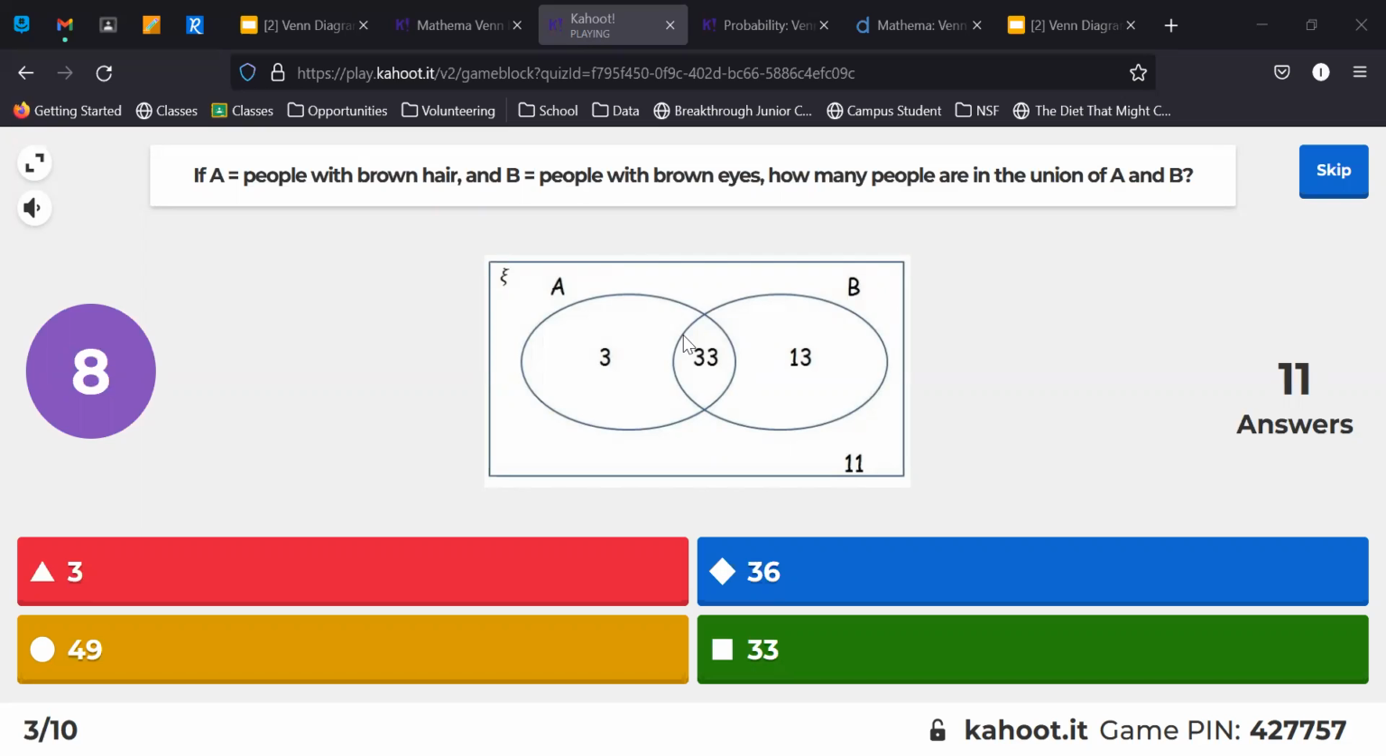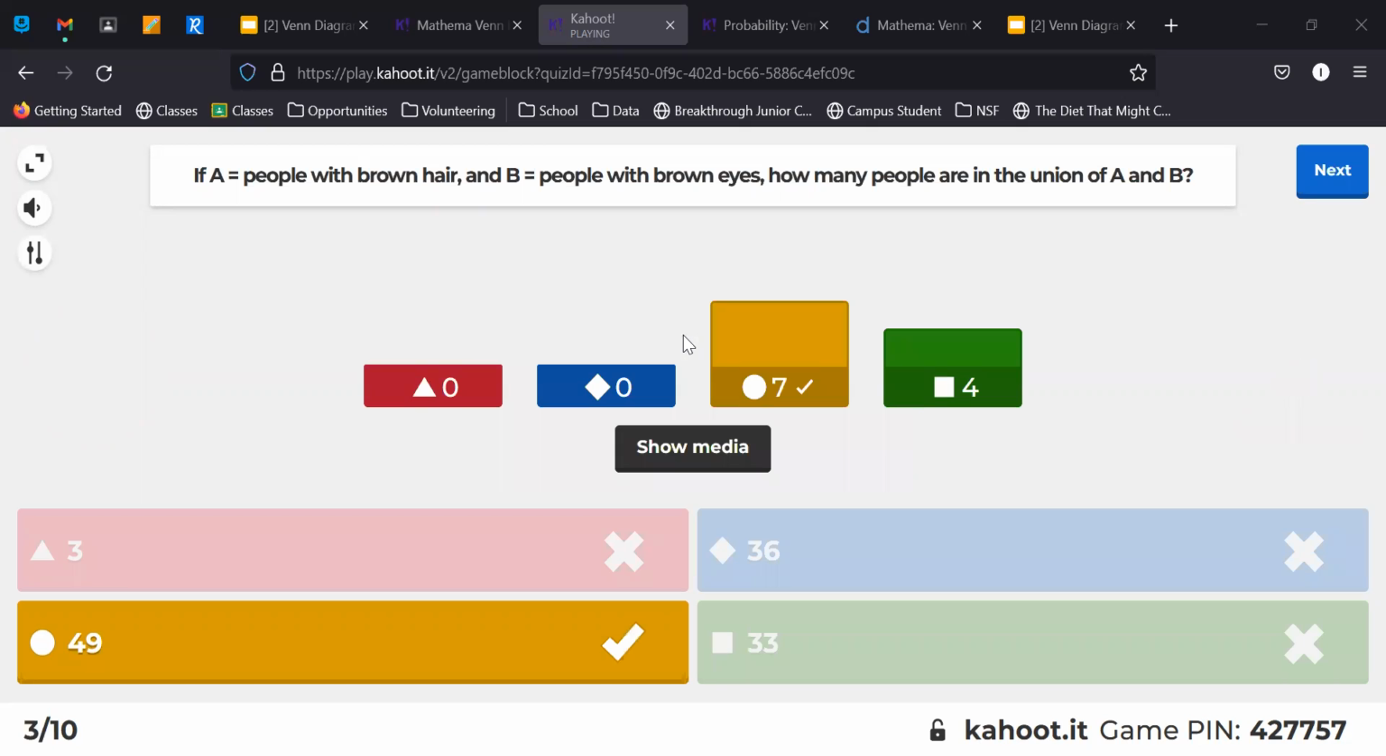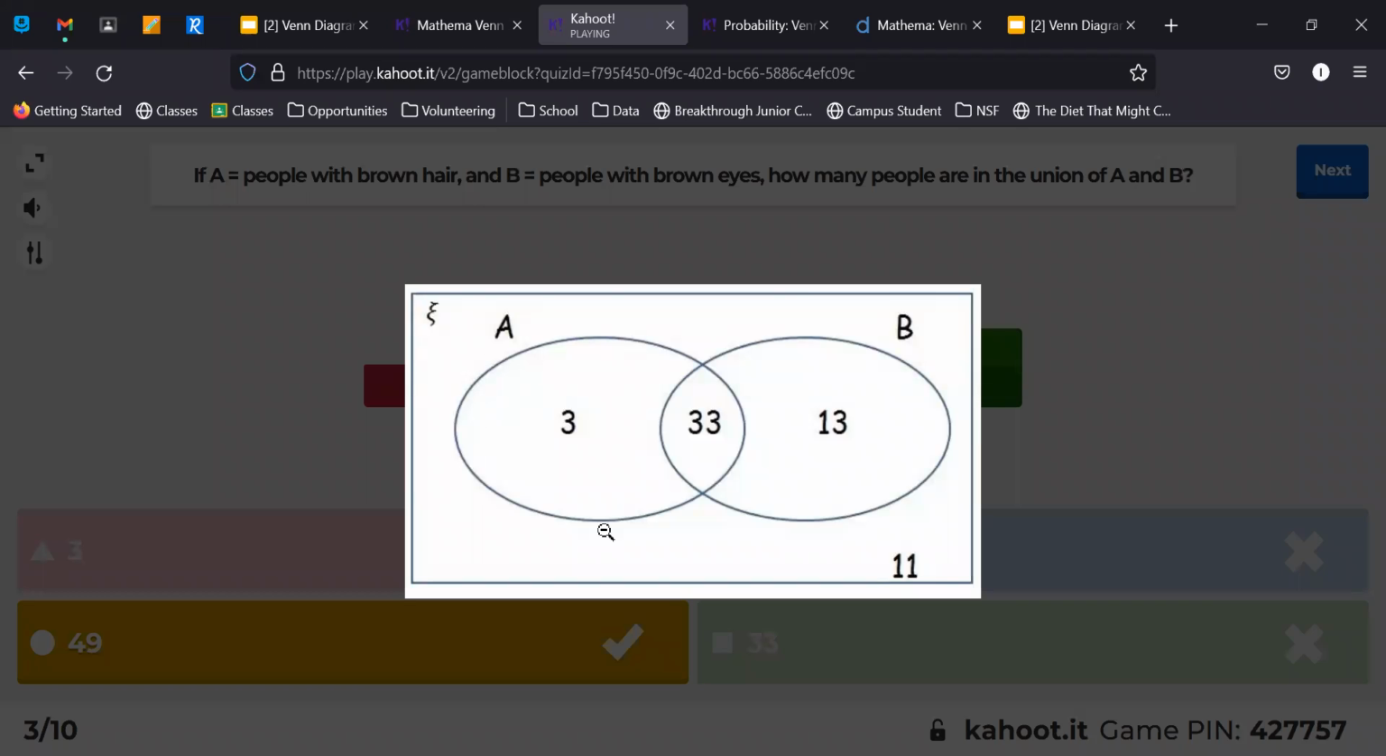Okay, remember there's a difference between union and intersection. Some of you put the intersection. Remember the union is the combination of A and B. So it's this, this, and this. It's everything that's in both of those circles, right? It's not whatever's in the intersection, right?